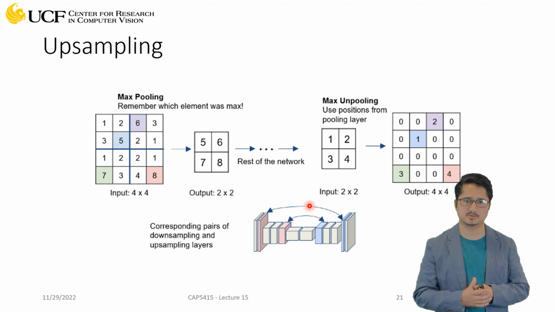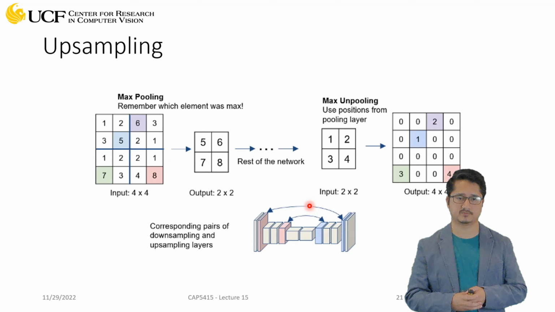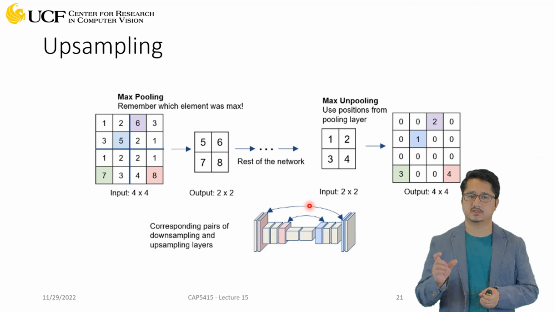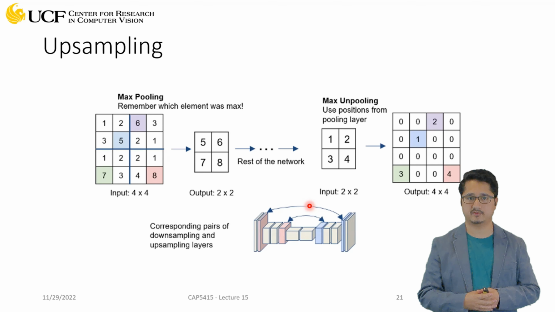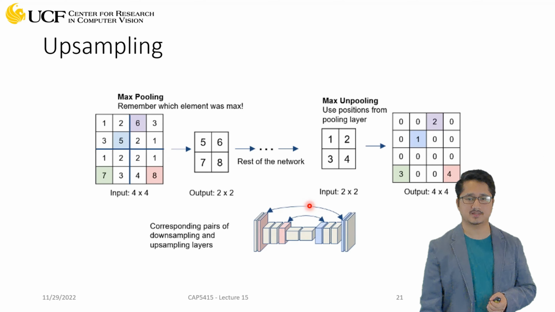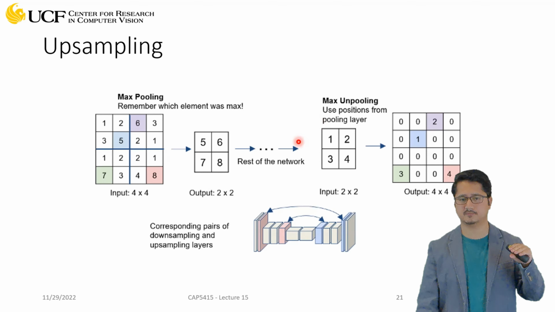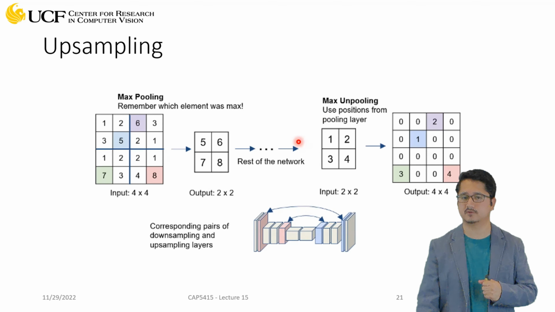Now, the other upsampling technique which I was talking about is max unpooling. And this is also very interesting. I think this was the approach used for the first fully convolutional network when it was used for semantic segmentation.